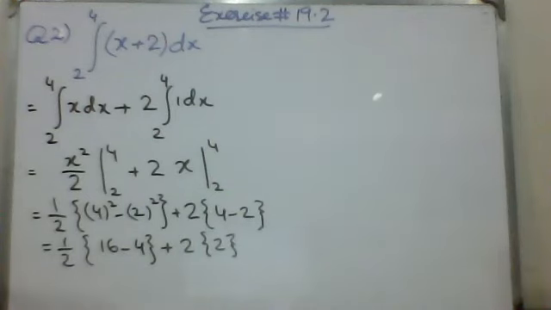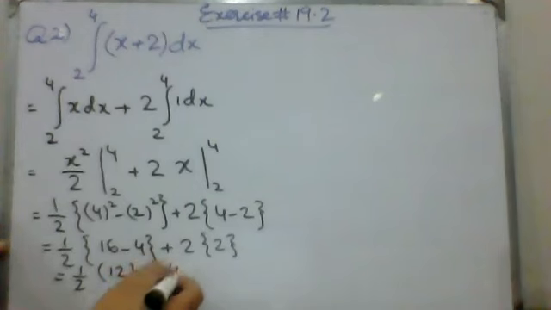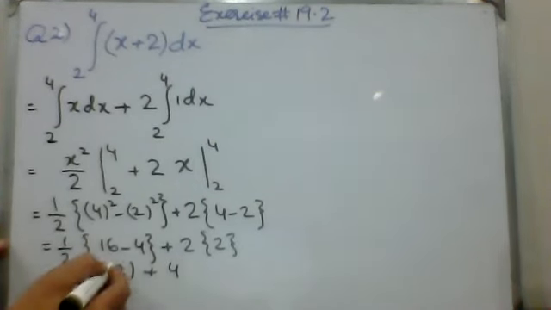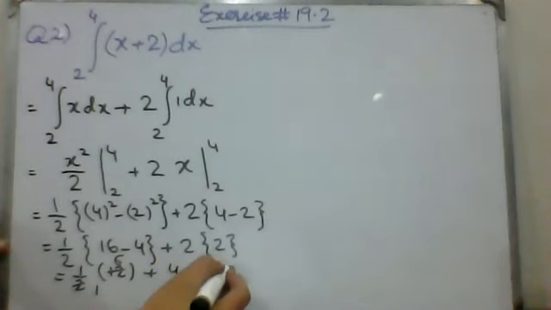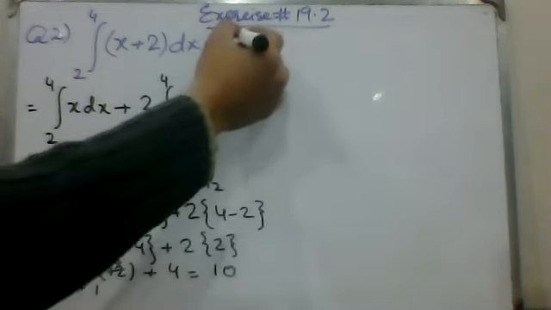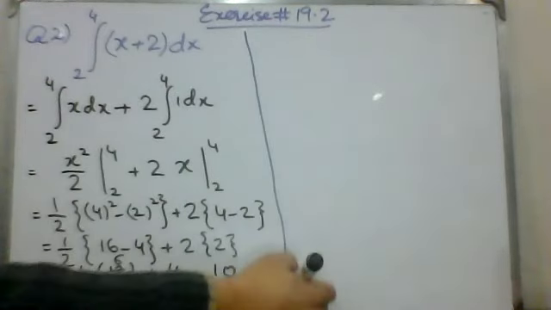Now calculate: 1 by 2 into 12 plus 4. 2 sixes are 12, so we get 6 plus 4, which is 10. So our answer is 10 in that problem. That's our problem solved. Now the next one.